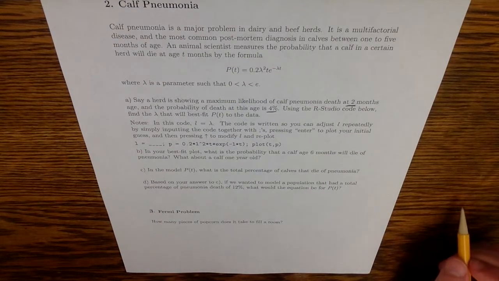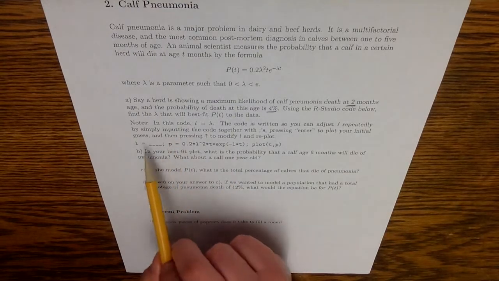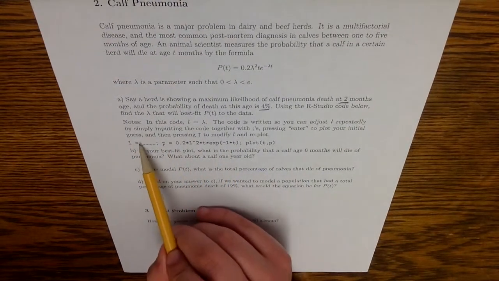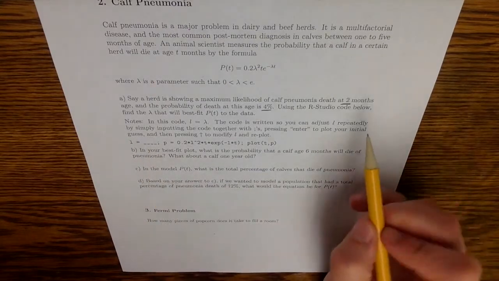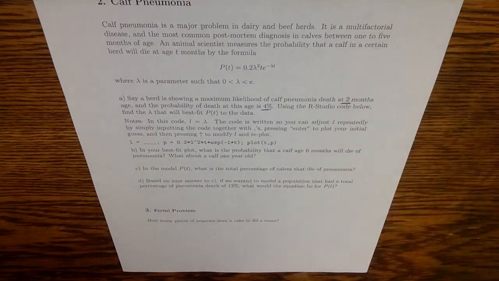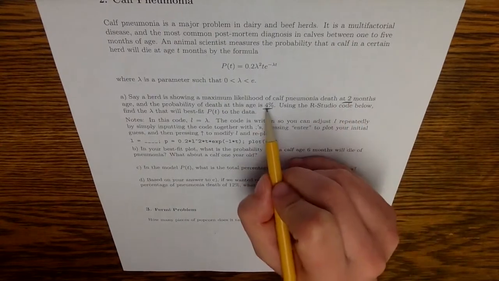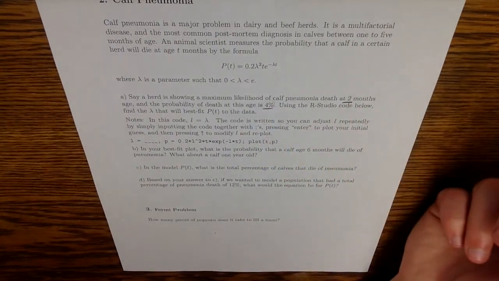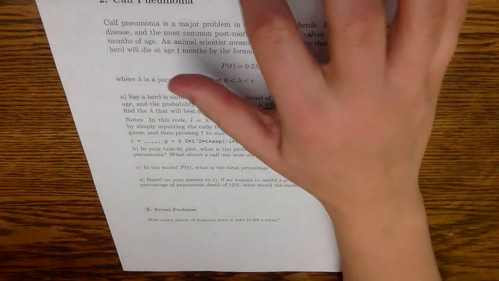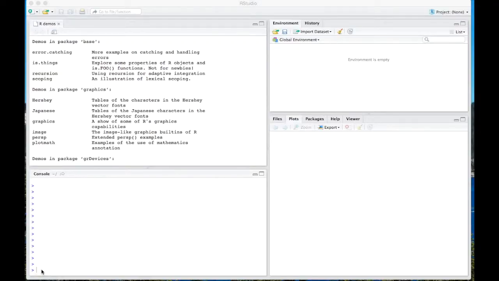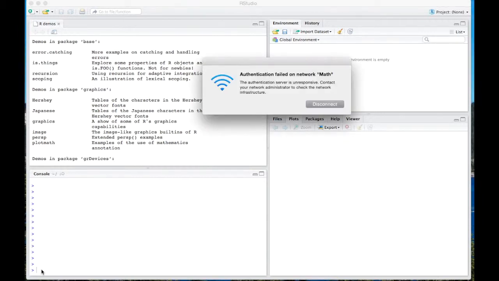Using the RStudio code below, find the lambda that will best fit P of t to the data. What this means is that we'll plot P of t given a bunch of different choices of lambda and figure out which one gives us a maximum. So the peak of one of our curves should occur at 2 months and 4% or 0.04. Okay, so we're going to do this in RStudio. We need to plot and figure out which value of lambda fits our data best, or gives us a peak at 2 months and probability of death 4%.